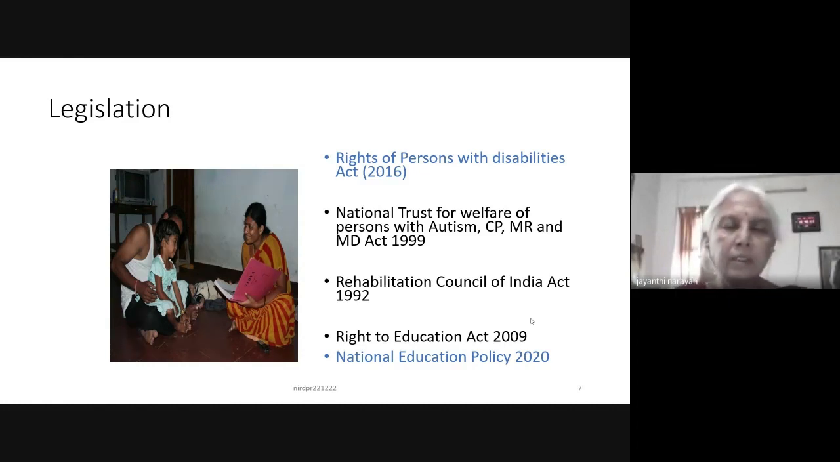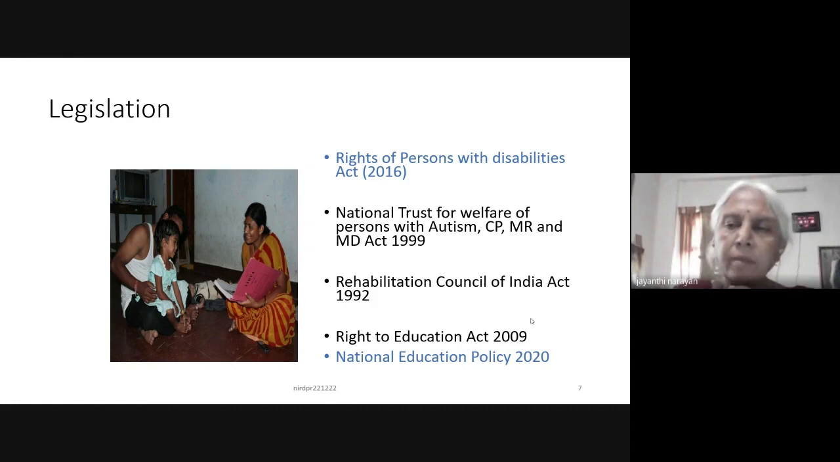So the National Trust Act is another one in the Ministry of Social Justice and Empowerment that gives guardianship to people with severe disability such as autism, cerebral palsy, intellectual disability, and multiple disability. After the parents, who will take care of my child, was the question the parents raised. So this has come up as an answer to that question, the 1999 Act.